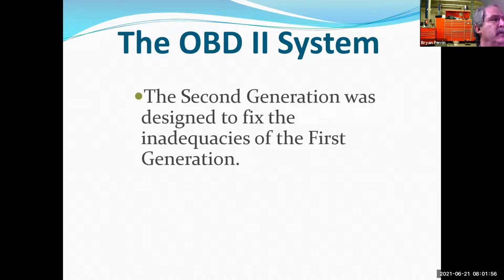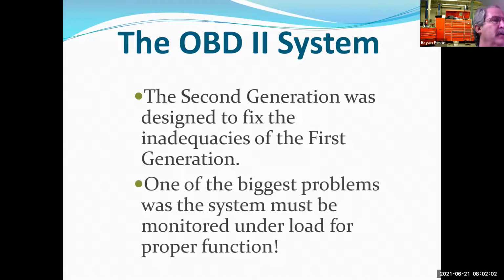So the idea of the OBD2 system, second generation, was to fix some of the inadequacies of the first. One of the biggest problems of OBD1 was the system was not tested for proper function. In other words, it was tested for failure. It was tested, are you broken? But it wasn't tested, are you working correctly?